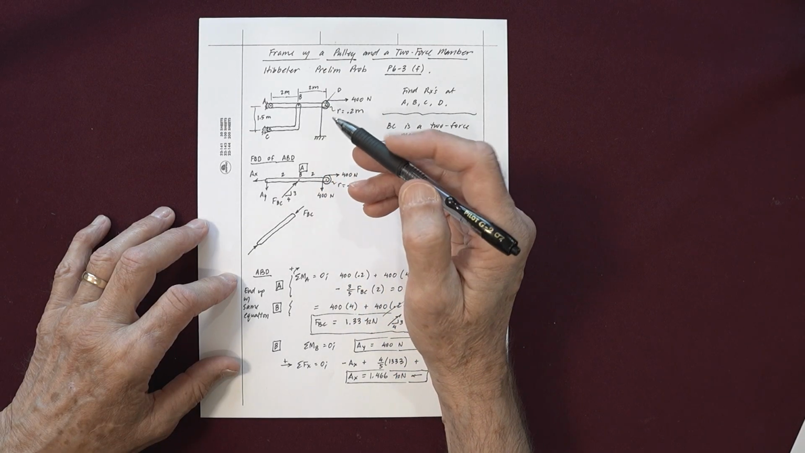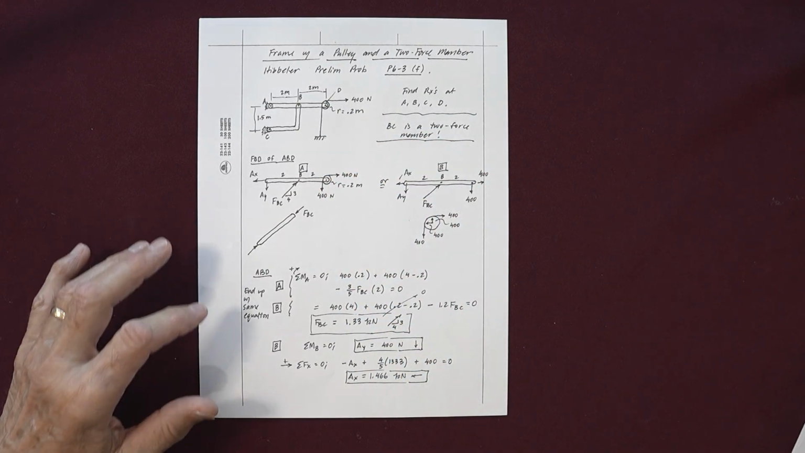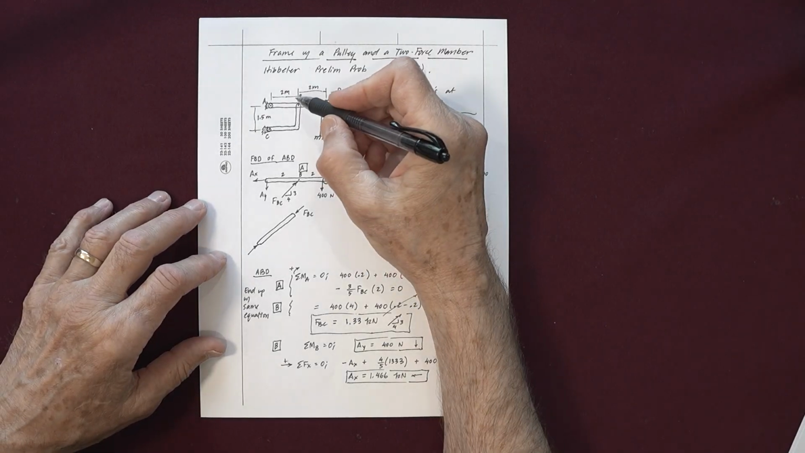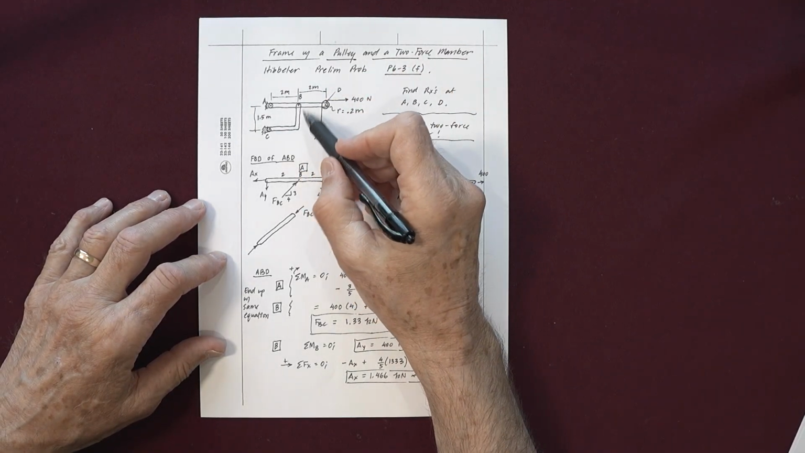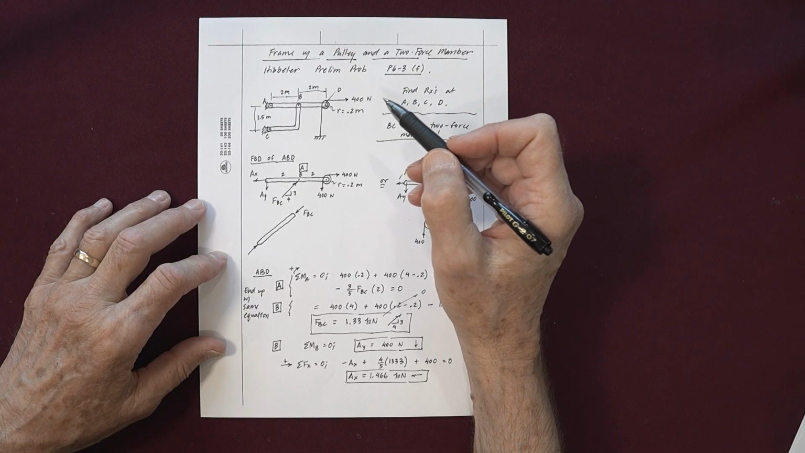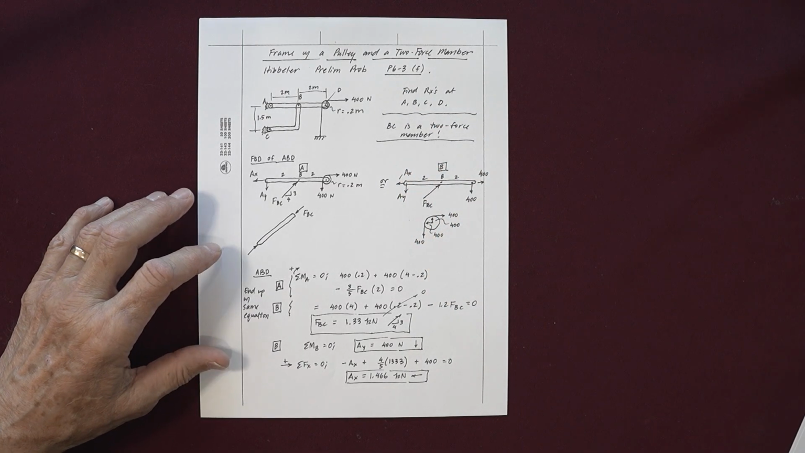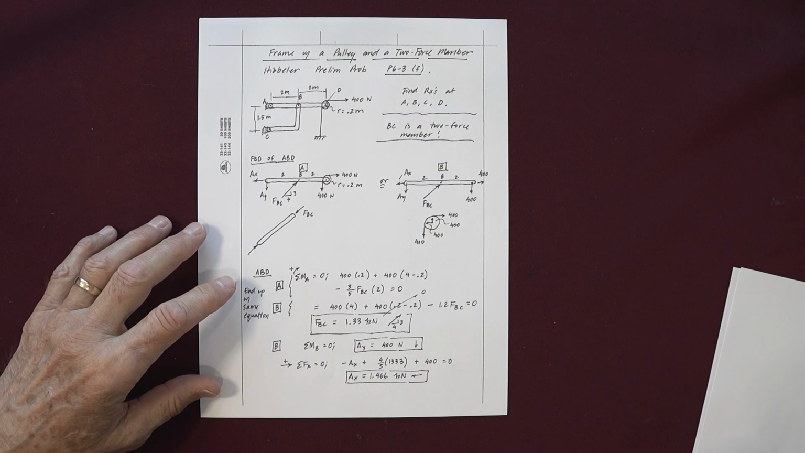I need a force at B. And so at B, you could put two forces in. You could put a BX and a BY. But BC is actually a two-force member. So what is a two-force member? Remember a two-force member.